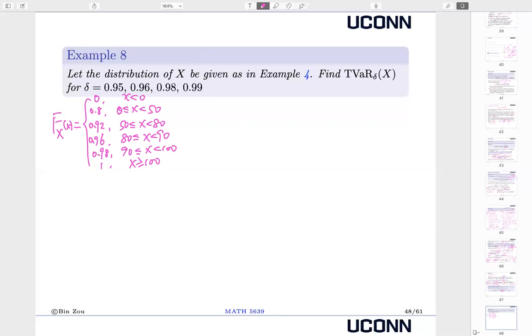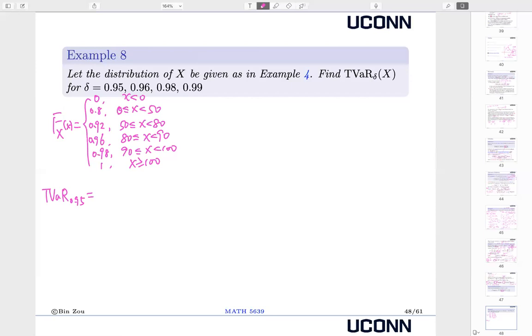Now let's solve this. Okay, let's start with 95. Obviously we don't have 95, right? So 95 is between 92 and 96. So if I use 96, then I only use a 4% tail instead of 5%. So I will have a little issue.